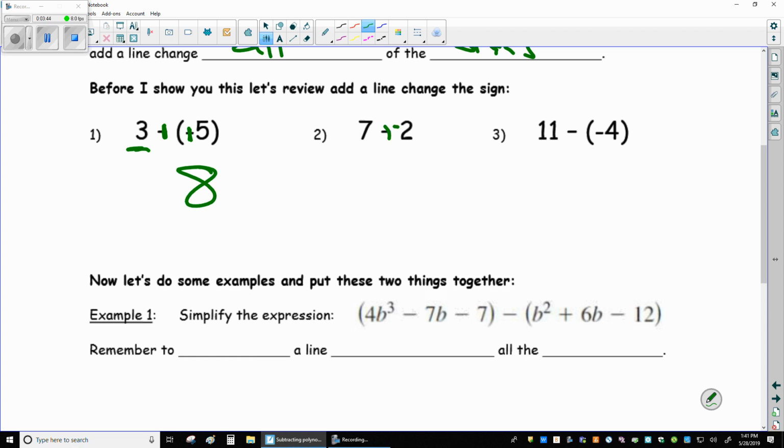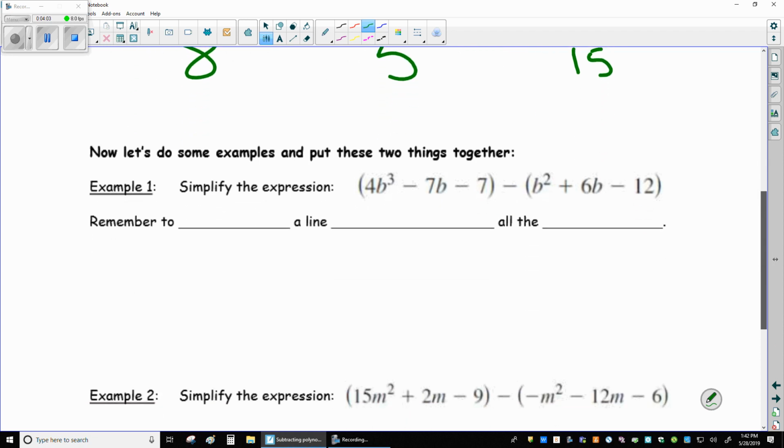Second one, keep, change, change. There's more positives by 5. Keep, change, change. You get 15. Hopefully you guys did something similar to that, or you see what you did differently. All right, so now let's put those two things together when we subtract polynomials like this. Our goal is to always turn this into a plus sign. We want to be able to keep, change, change.